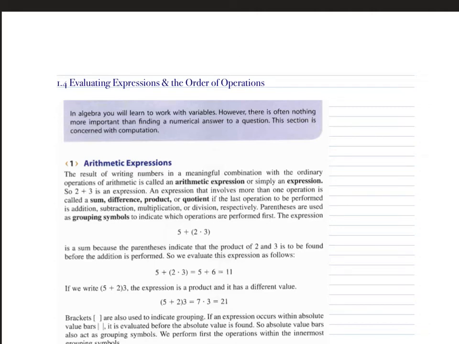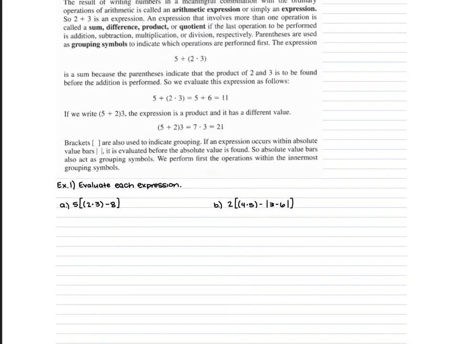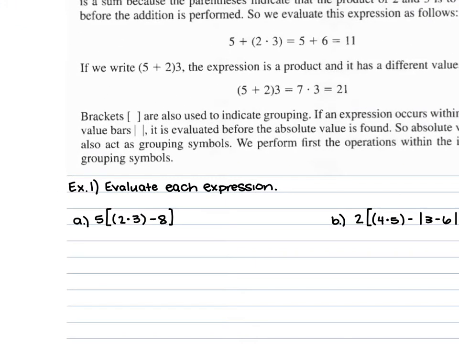1.14, evaluating expressions in the order of operations. First part we're going to be going over is evaluating each expression here. For example, A, we have 5 times 2 times 3 minus 8. So we want to use PEMDAS with this. We want to do what's in the parentheses first.